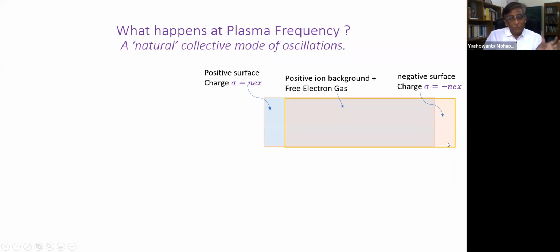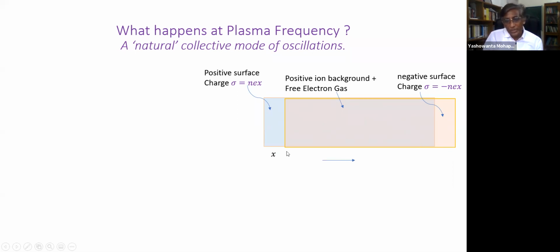This is a simple mental model. And then what happens? This is positive surface charge, this is negative surface charge, and this is neutral. So I have an electric field which is in this direction first, and that will pull the electrons back. So I'll have a restoring force. There will be an electric field in this direction, which will be a restoring force.